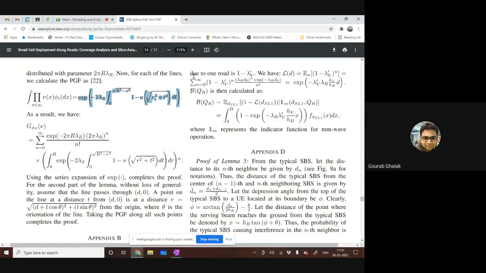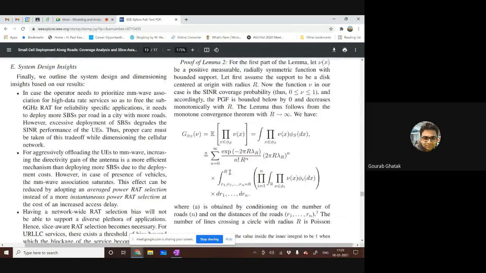When we have the probability generating functional with respect to one line, we multiply it. This is the highlighted part. We take a product of such things for all n possible lines, where the lines can go anywhere from 0 to capital R.